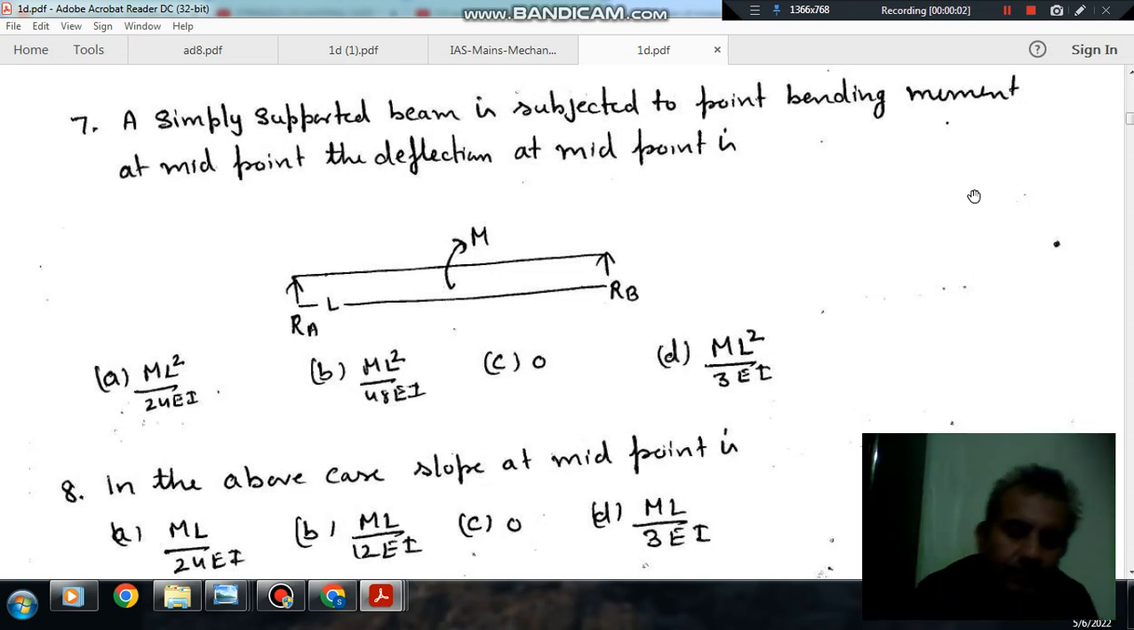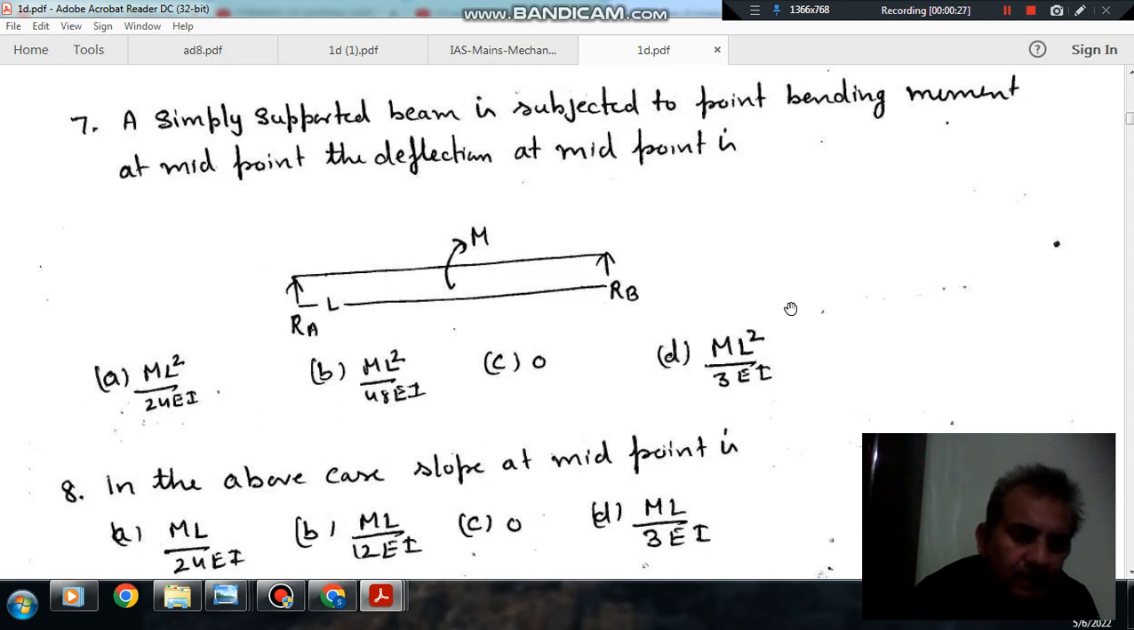Hello, welcome again. We are solving some questions of strength of material. The topic is deflection. Question number 7, 8 and 9 carries a common statement. The statement is a simply supported beam is subjected to a point bending moment at midpoint. The deflection of the midpoint is question number 7 is this.